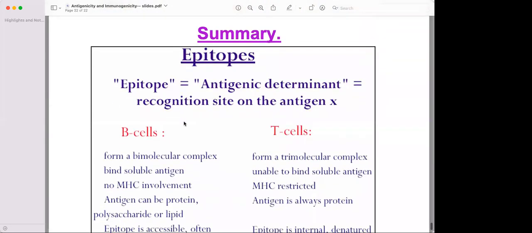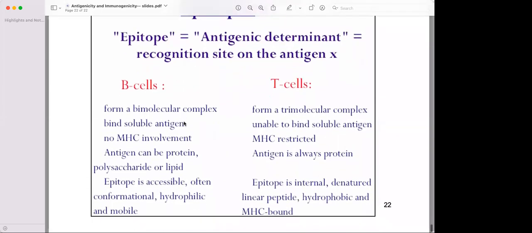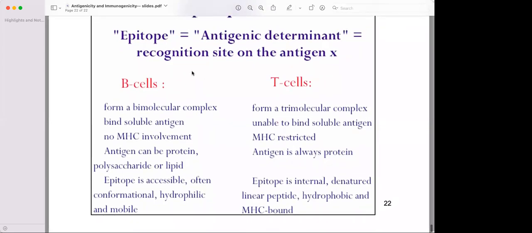In summary, one, we need to look at the definition of an epitope, which I've mentioned to you is called the antigenic determinant, which is also the recognition site on the antigen, for example, antigen Y, antigen X, and so on. And if we look at the difference between B cells and T cells in terms of recognition of the antigen, for the B cells, it forms a bimolecular complex and binds to soluble antigen. There's no major histocompatibility complex involvement. Antigen can be protein, polysaccharide, or lipid, and the epitope is accessible and often conformational and hydrophilic, which means it's mobile and can be soluble and in circulation with the blood.